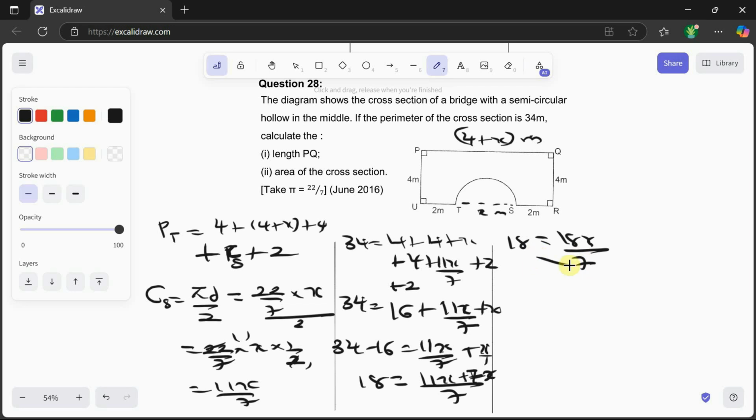So if you cross multiply, that will be 18 times 7 is equal to 18x, and we divide both sides by 18. This will cancel this, this will cancel this. My x is equal to 7 meters.